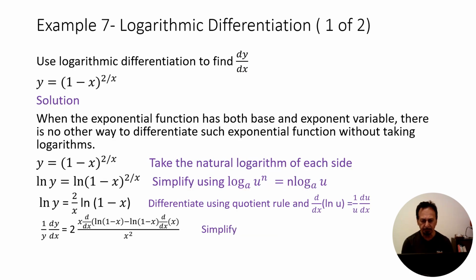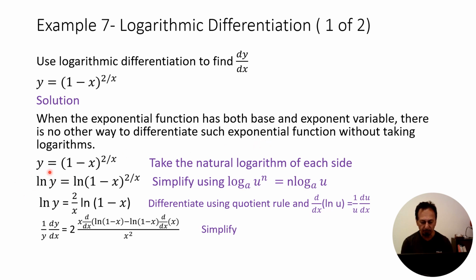Example number 7. Use logarithmic differentiation to find dy over dx. So here we have y equals (1 minus x) to the power 2 over x. Now here the base is variable and the exponent is also variable, so it is a very special exponential. When the exponential function has both base and exponent variable, there is no other way to differentiate such an exponential function without taking the logarithm.